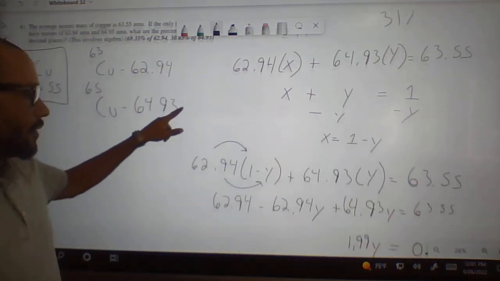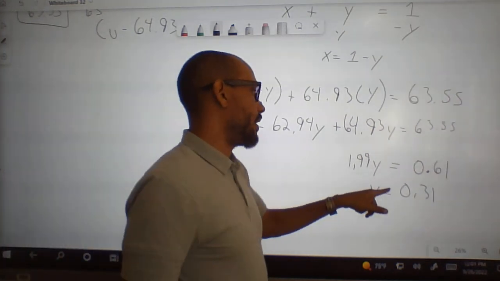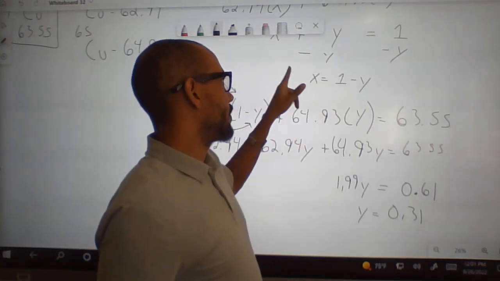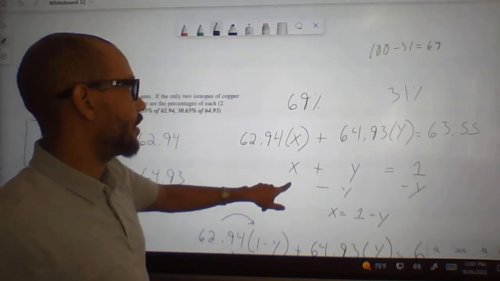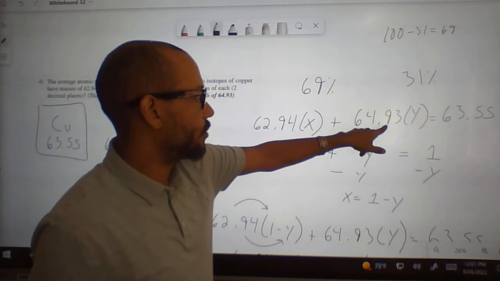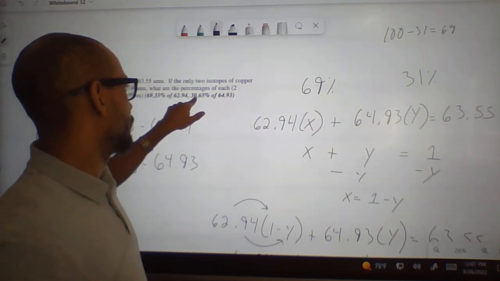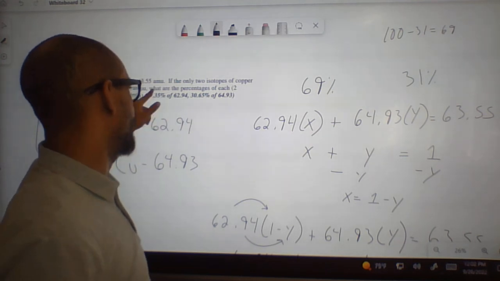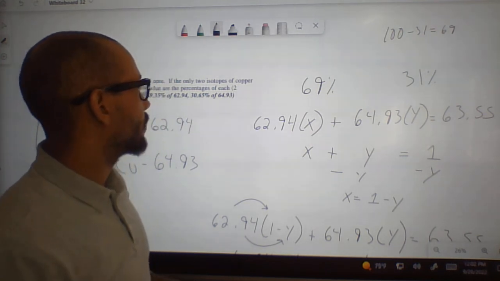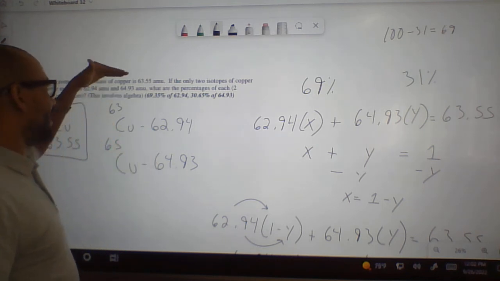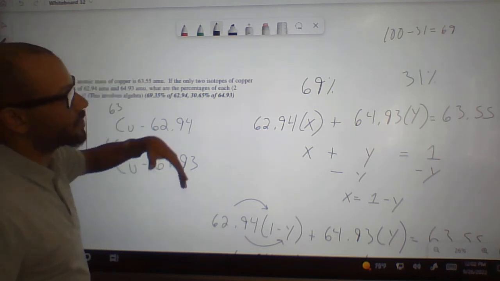All right, so once I find my y value, I'm just going to put it back in here. So 1 minus y gives me the other portion, and then from there, we find out that 64.93 is 31%, rounded up, and 62.94 is 69%. So that's how we can take the average atomic mass and find the percent composition.